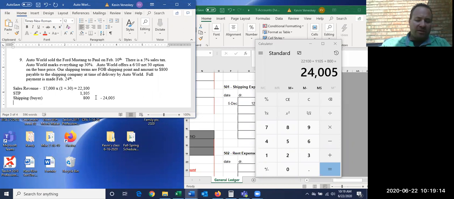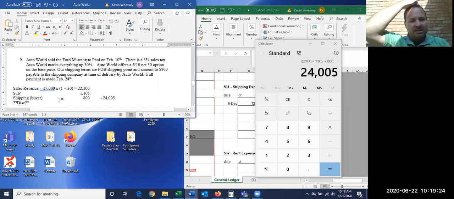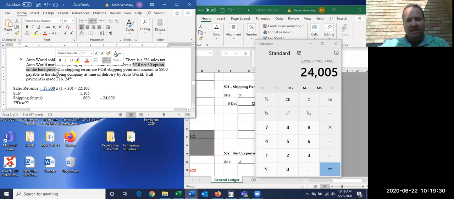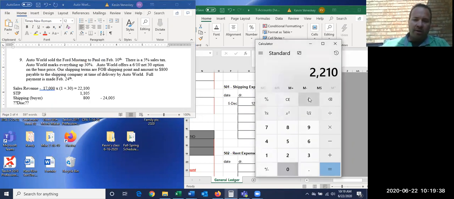Let's put in here what the discount is going to be. I always like to get that calculated before we forget. And I'm not going to put that over here with this price. I'm going to put it over here by itself. The discount. So we offer a 6/10 net 30 on the base price, not including any sales tax or any shipping. So just on the $22,100. So $22,100 at 6%.